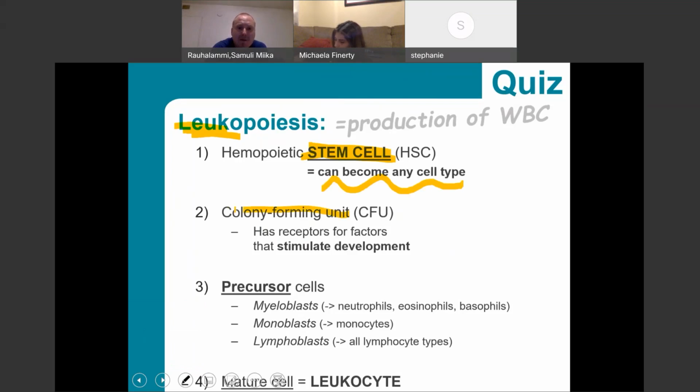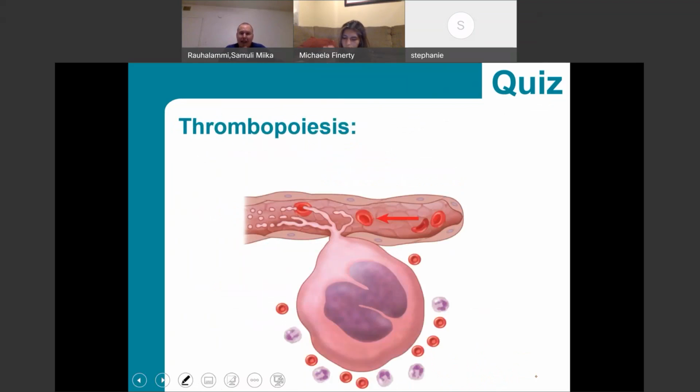The next step was the colony-forming unit. Colony-forming units have receptors for factors that stimulate the development. Then they become precursor cells. And I listed 3 different kinds of precursor cells that we find with white blood cells. I don't think it asked anything about those, but I listed them just in case anyone needs more information. And the final stage was the mature cell, the mature white blood cell that we ended up with. So just knowing that order of the elements in the production would be handy.